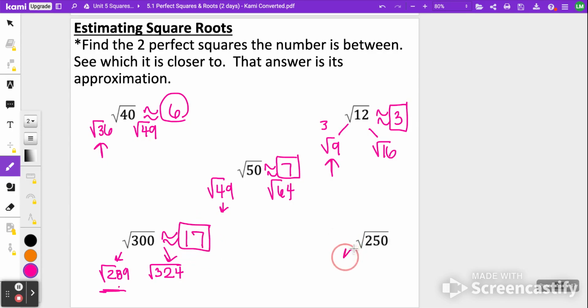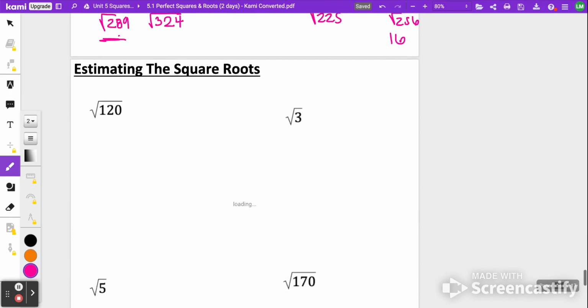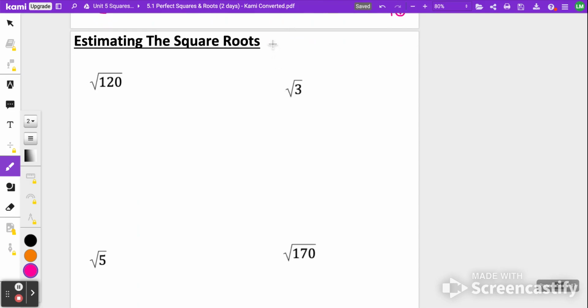And then 250, we've got 225 and roughly 256, I believe, with that 16 squared. I'm just checking my list I have. 250 is closest to 256, which is 16, so approximately 16. Okay, I'm going to have you try these last four on your own. So if you haven't already, pause the video, try these to see which one is closest, and when you're done, click play.